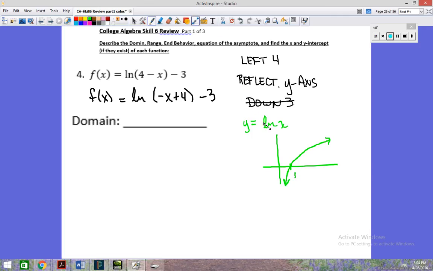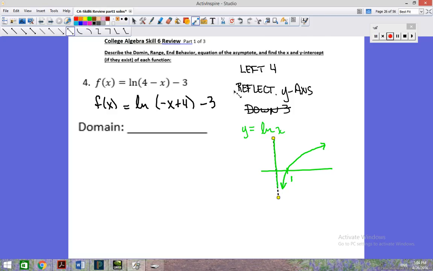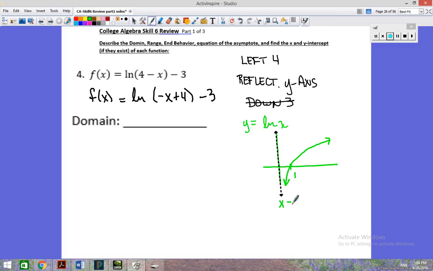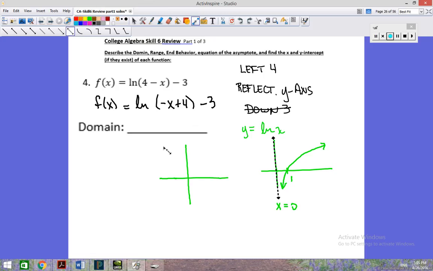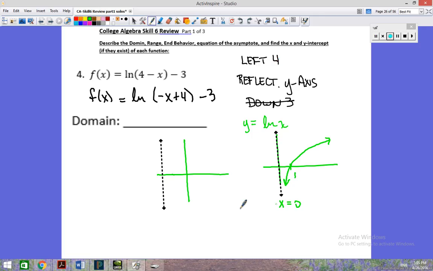It has a vertical asymptote of x equals 0, like that. Now, if you're going to shift this entire graph to the left 4 units, you also have to shift this vertical asymptote to the left 4 units. So let's make a sketch right here. If this has moved to the left, it's no longer on the y-axis, it's over here. And so 0 minus 4, this vertical asymptote is negative 4.